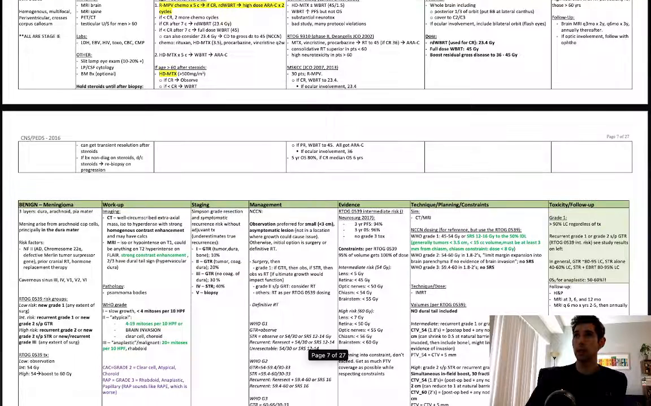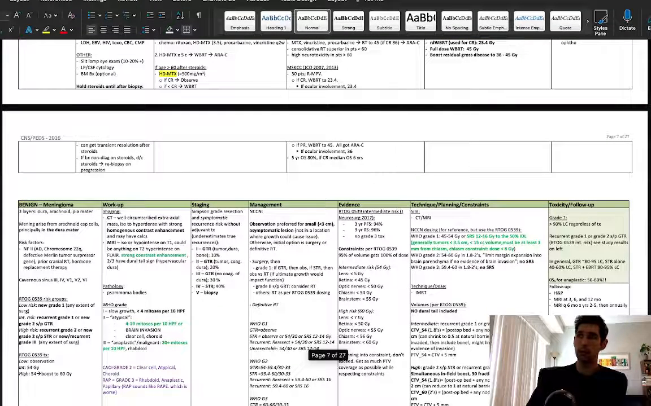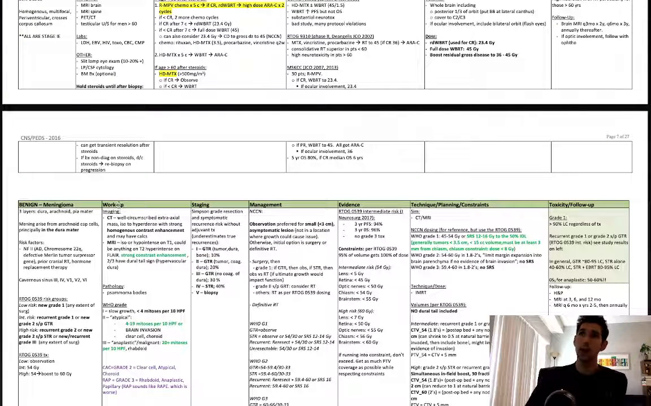We'll also add in the malignant primary CNS lymphoma. Go back to your lymphoma notes for this. 90% are diffuse large B cell. These are generally homogeneous, multifocal, periventricular, crosses the corpus callosum. All are stage 1E. Workup, imaging, MRI brain, MRI spine, PET CT, testicular ultrasound for men older than 60.